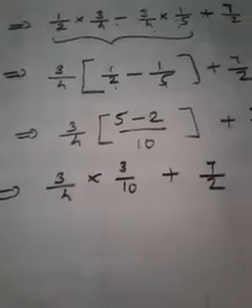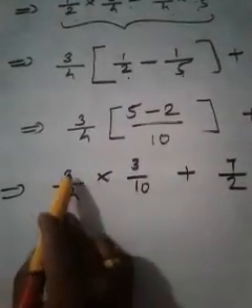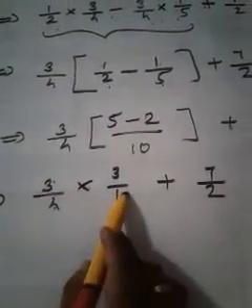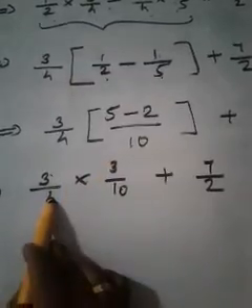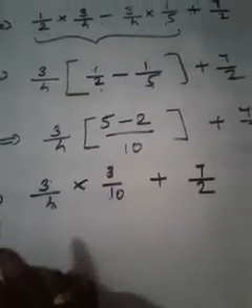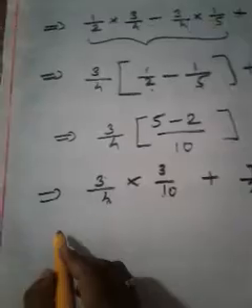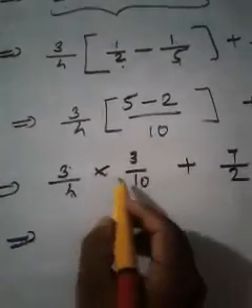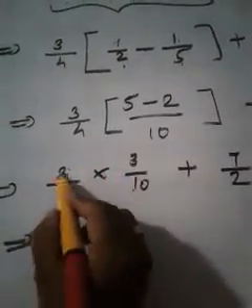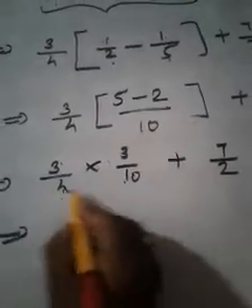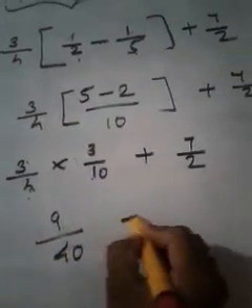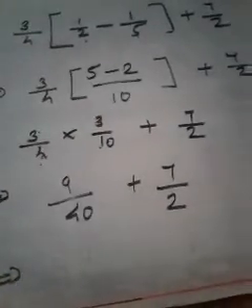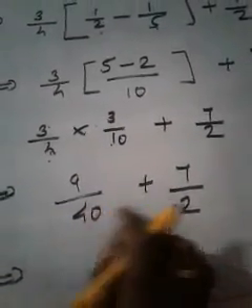Okay. Now we see, is there any cancellation possible here? 3 and 4 there is no common factor. 3 and 10 there is no common factor. So in short, we cannot cancel anything here. So just multiply the numerators and multiply the denominators, because the operation is multiplication. 3 into 3 is 9, 4 into 10 is 40, plus 7 by 2. Are you following me?